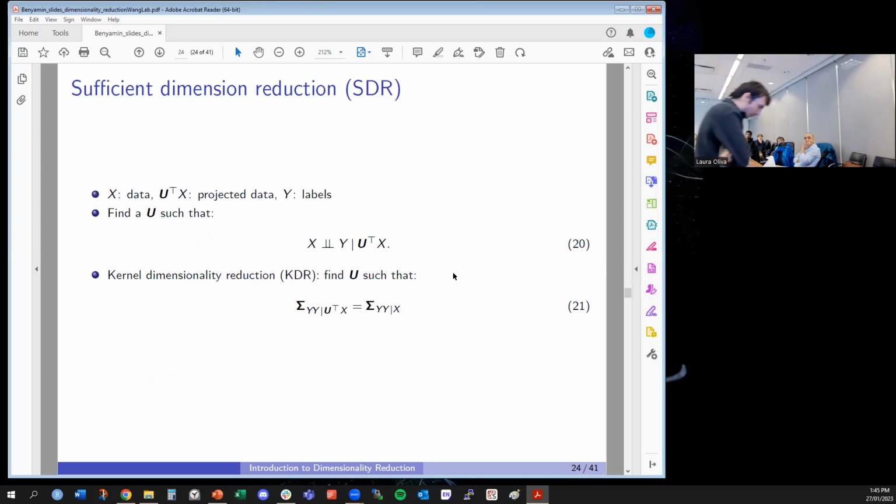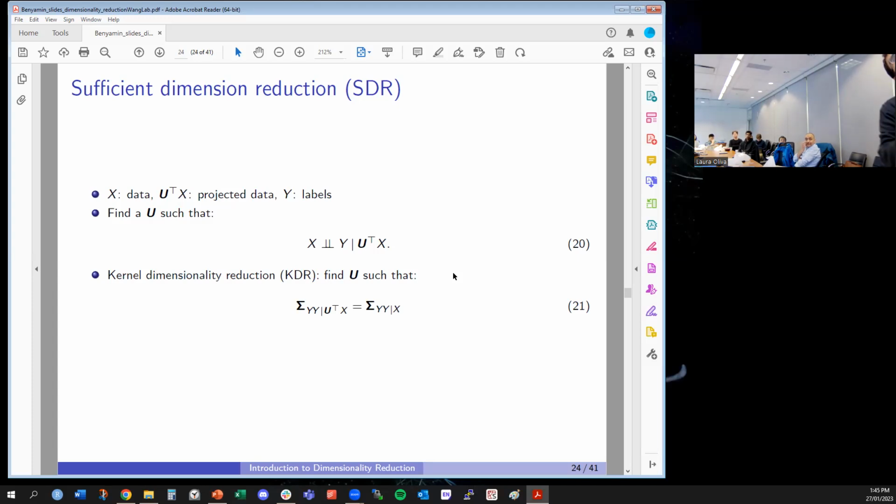SDR in regression, regression people love that. So it says that on the statistics side, X is data and U transpose X is projected data. Now assume Y is labels. Consider X as a random variable and Y as a random variable. And it says to find U such that, conditioned on the projection of data, because you can see a linear projection as projected data, right? Conditioned on the projected data, the data and labels are independent. So we want to find a good U or a good regression.